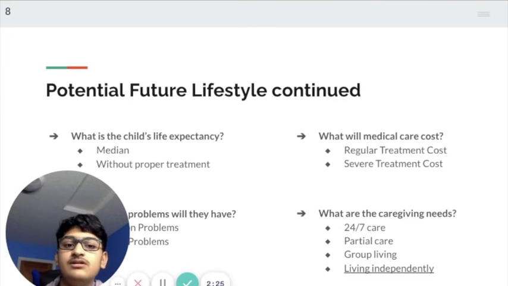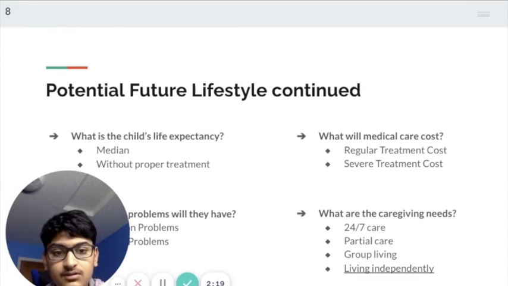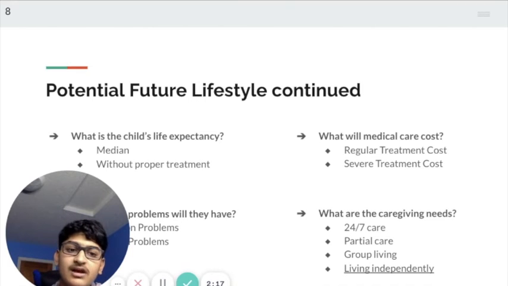It's also important to discuss some long-term lifestyle segments. So the median life expectancy of a child with severe hemophilia is 63. Without proper treatment, people with this disorder may have a life expectancy of approximately 10 plus years under the average life expectancy.